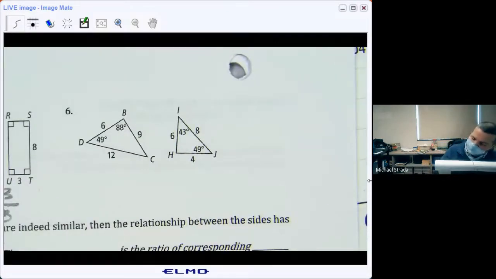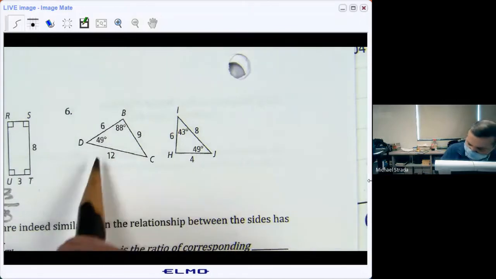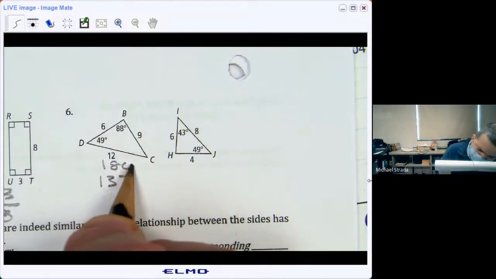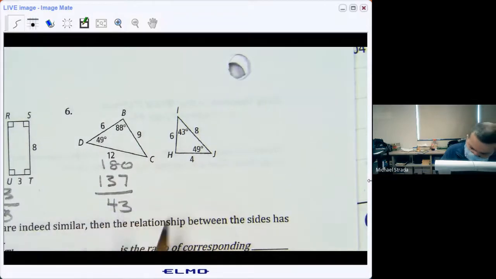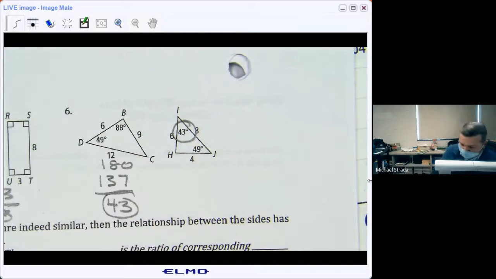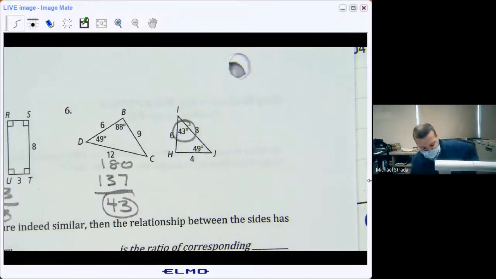Number 6. Now, once again, we have a triangle. The difference is they give us 2 angles. So do I have the means of getting the third angle? Yes, I'm going to add up and subtract from 180. 49 and 88 is 137. Take that away from 180 and I got 43. Now, here's the thing. There's 43 and there's 43. So with that alone, do I know the angles are going to be congruent? Yes. All right, so you should only have to do it once. Now I check out the sides.